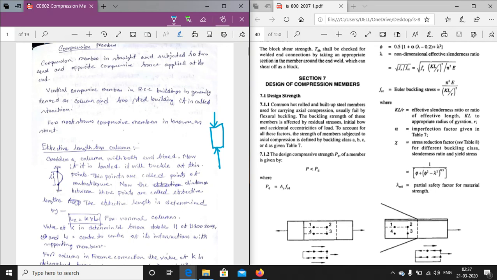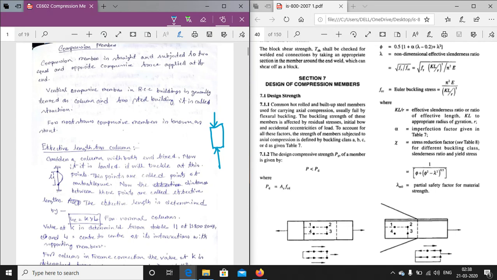Now, in an RCC building, the compression members are generally called columns, and in a steel building they are generally called stanchions. So there are two terms, column and stanchion, for the RCC building and steel building. And for roof truss members, the compression member is called a strut. You know what a strut is. When you are using a compression member in the roof truss, it is called a strut.